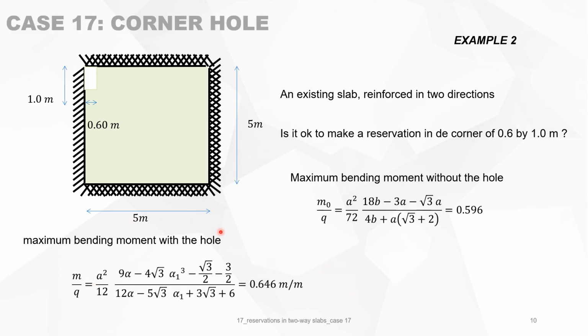Then we calculate the maximum bending moment with this hole. So with this alpha 1, and alpha 1 is then 1 divided by 5. Then we get 0.646 meter per meter. So this means that the bearing capacity is 92%. So that means by making this small reservation in the slab, you lose already 8% of the bearing capacity of the total slab.